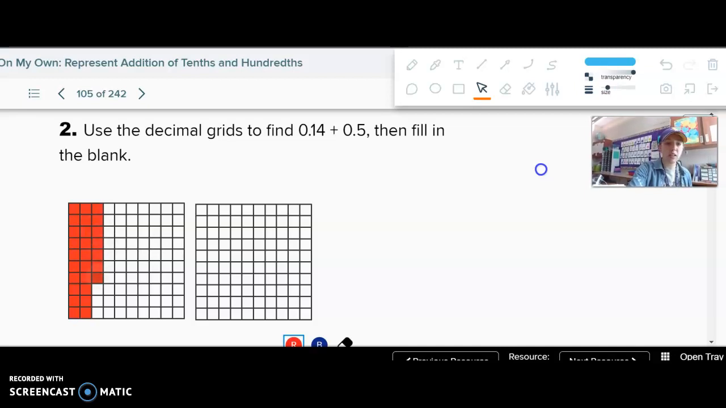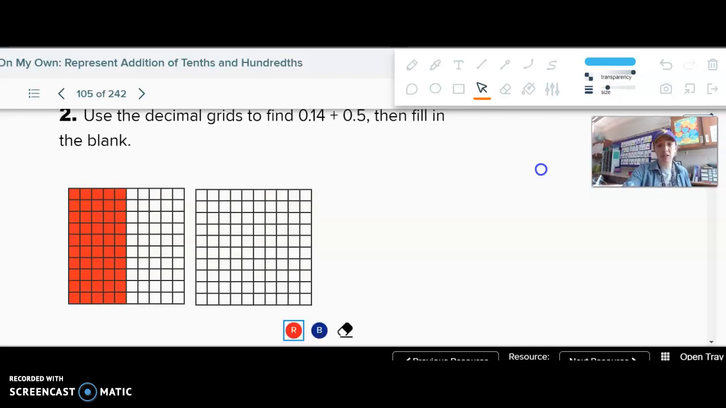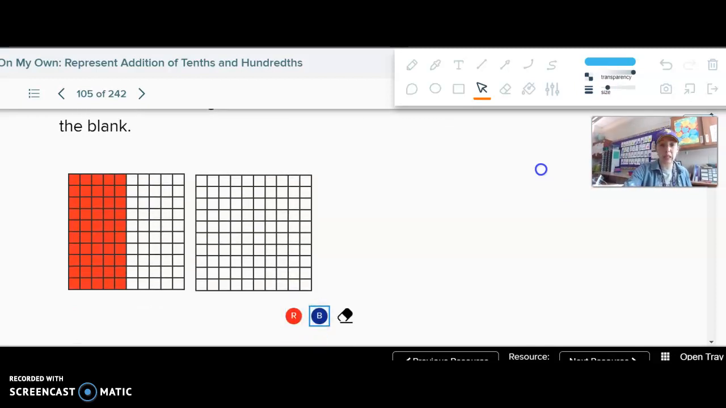So I'm not going to count everyone, though, just because I know each row is 10. So I'm going to say there's 40 and there's 50. If you want to color them in the other direction, you can also do that as well. I'd recommend not making a pattern with these like we do in the morning, because it's just going to make it harder to count at the end.